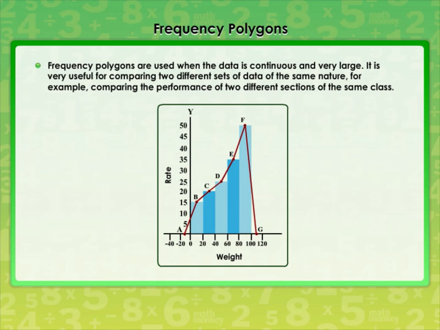Frequency polygons are used when the data is continuous and very large. It's very useful for comparing two different sets of data of the same nature. For example, comparing the performance of two different sections of the same class.